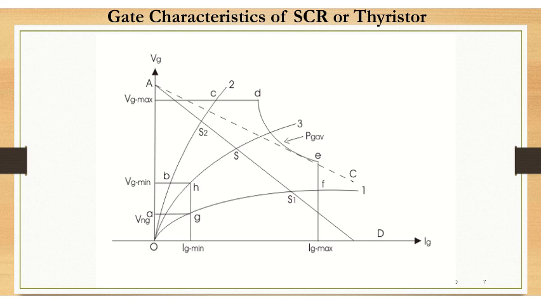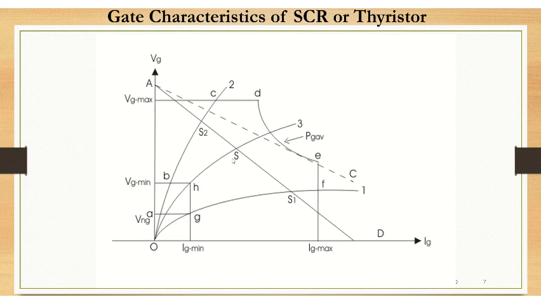The gradient of the load line will give the required gate source resistance value as well. If you observe the gradient AD, it will give you the value of the resistance, which is OA by OD. The slope you are getting is OA by OD. That will give you the gate source resistance value RG that can be used for a particular operating point.